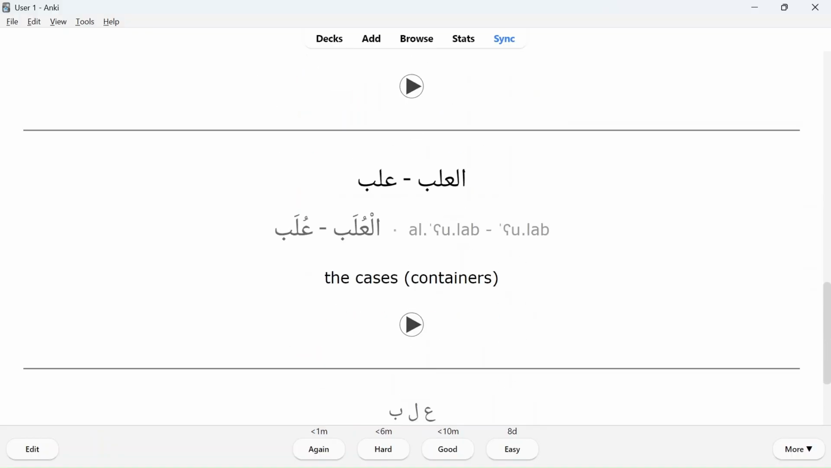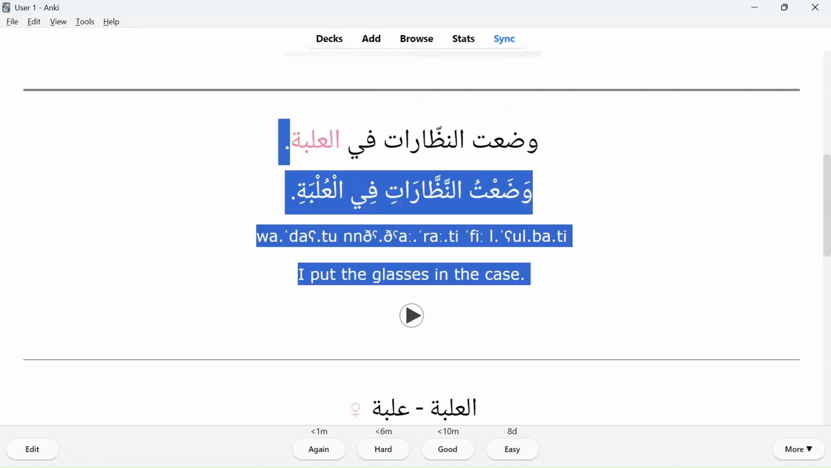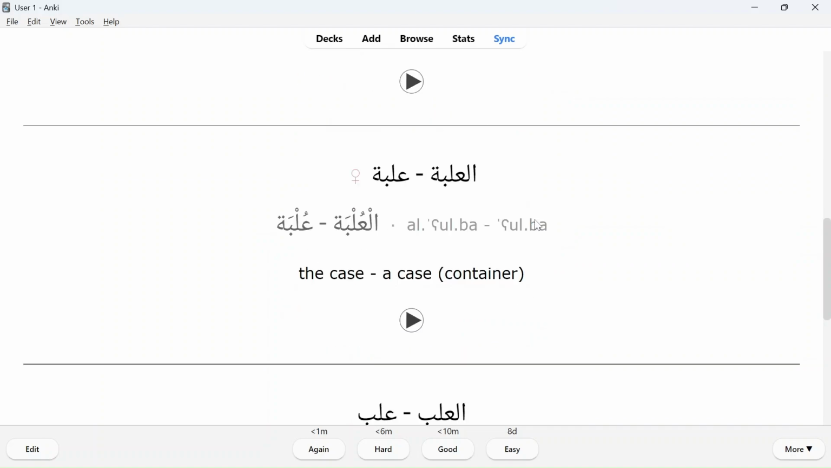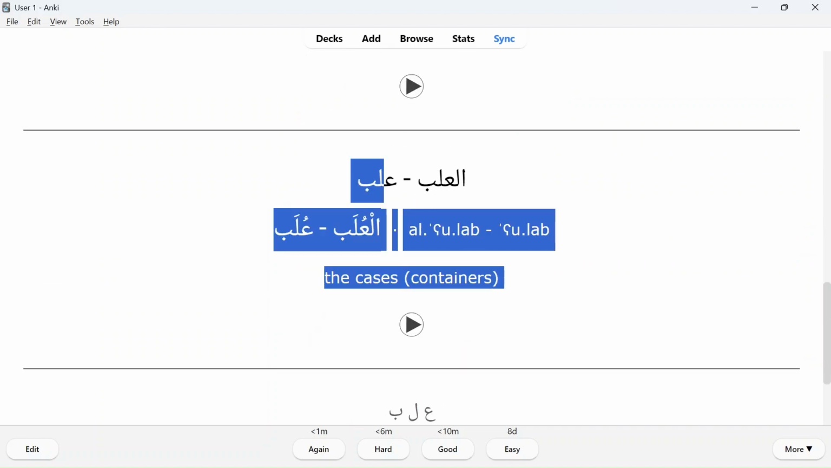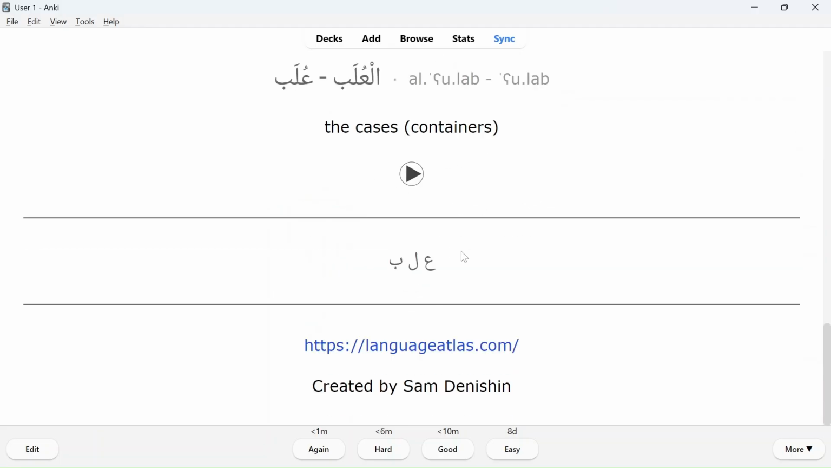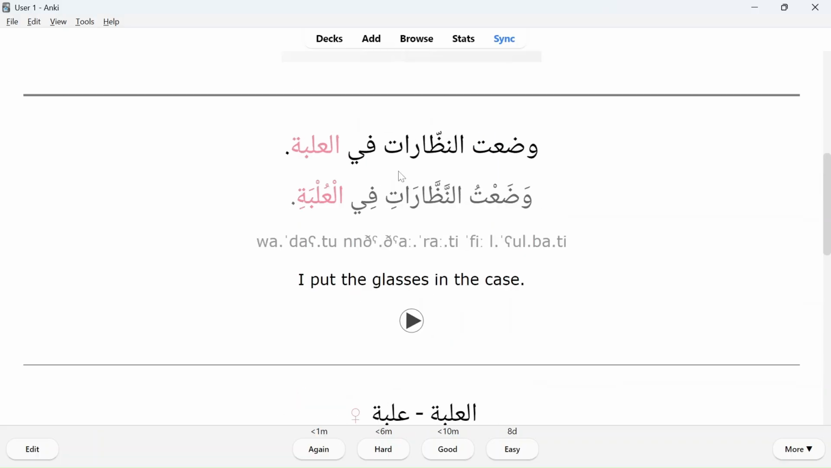العلب علب. Okay, so we can see there are 4 areas. We have the first area, which is the sentence area. We have the second area, which is the singular area. We have the third area, which is a plural area. And finally, over here, we have a bonus area, which is the root area. So I'd like to get started with showing you the sentence area.